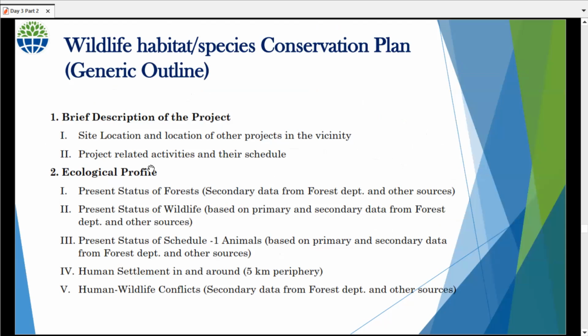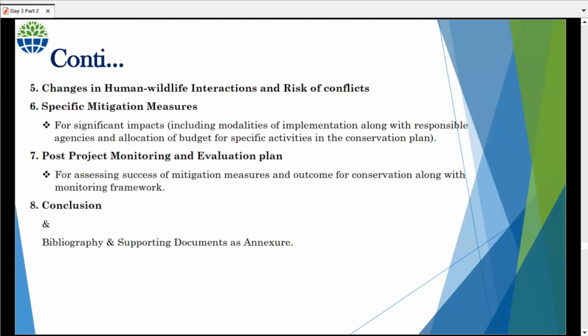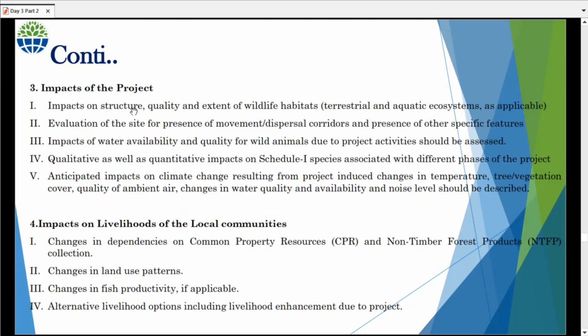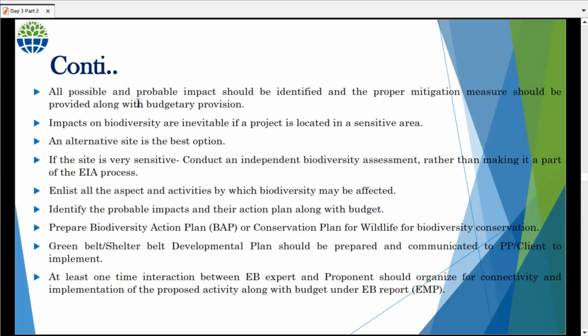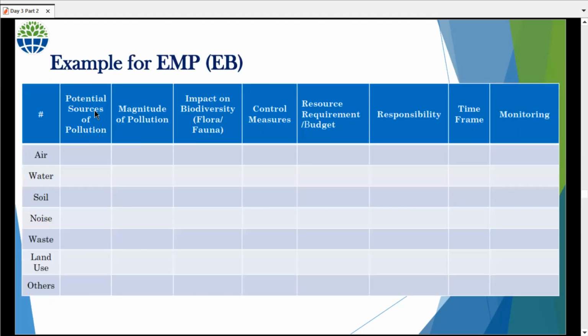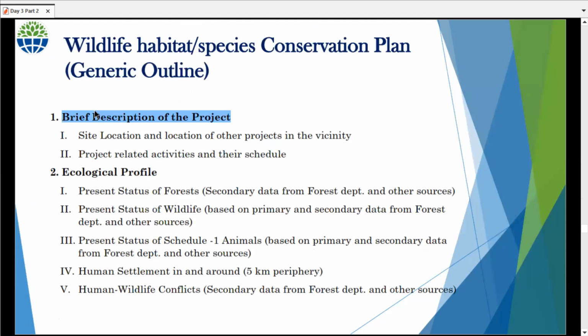Another part of this ecology and biodiversity is the conservation plan. So here you can see the conservation plan we have presented. It has about 8 chapters. Under the first, we have to provide a brief description of the project. Under chapter 2, the ecological profile, meaning the baseline profile of the area, within the 5 kilometer or 10 kilometer radius as per your standard TOR. Then you have to go for impact assessment on ecology and biodiversity. Whatever is required for ecological impact assessment, we need to provide here under chapter 3.